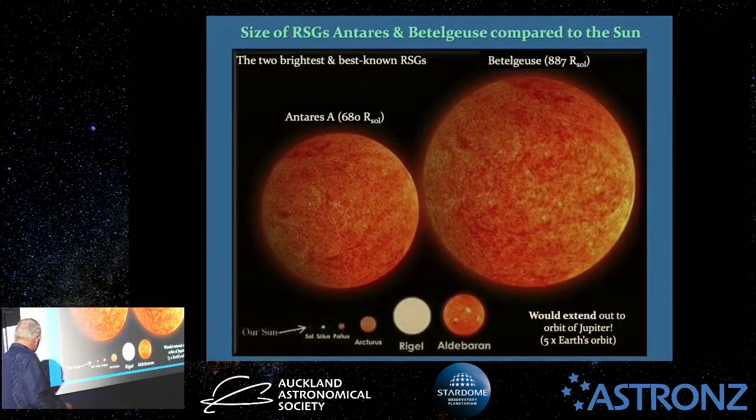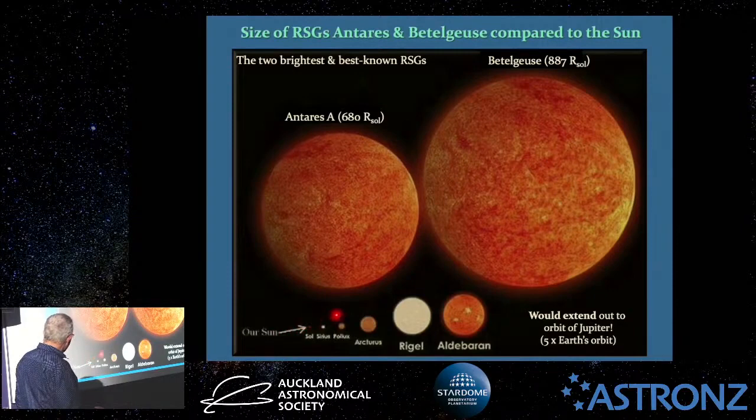Look at this. Let's put these into perspective. So here's your Betelgeuse, here's your Antares, here's our sun down here. Here's Rigel, a blue supergiant that hasn't yet puffed out to a red giant. Arcturus and Aldebaran are red giants. So here's Rigel, but look at Antares and Betelgeuse compared with our sun. Crazy, isn't it?